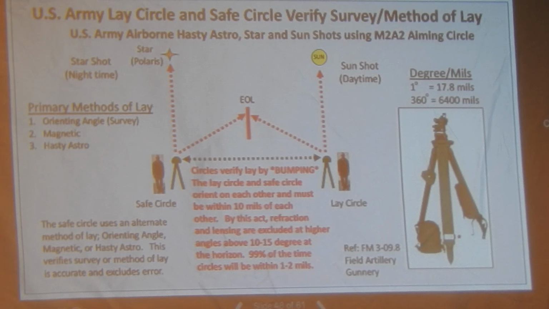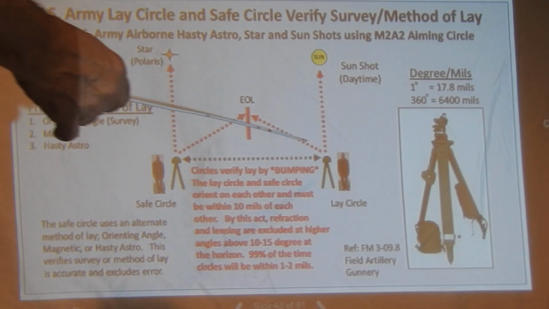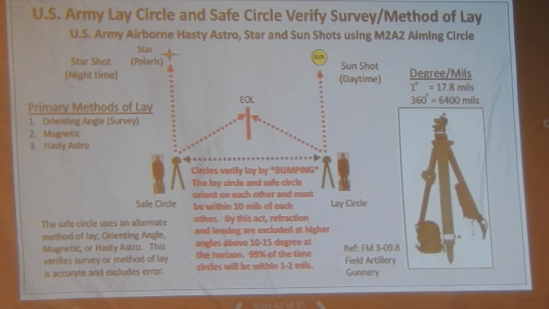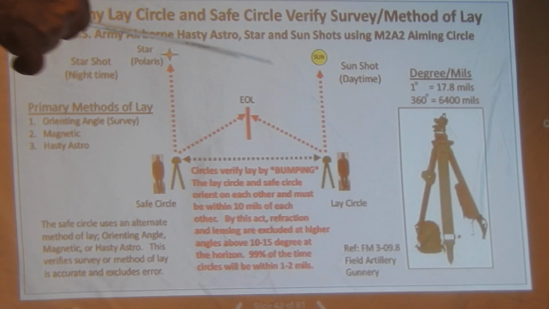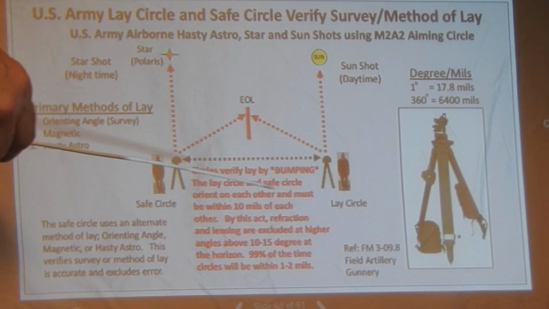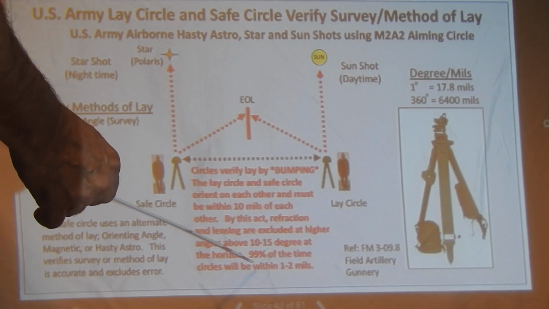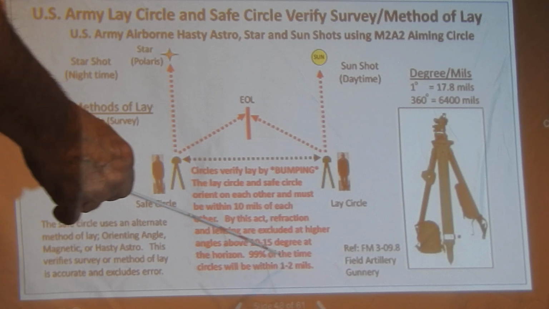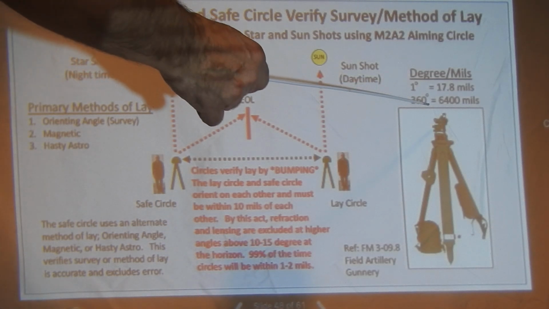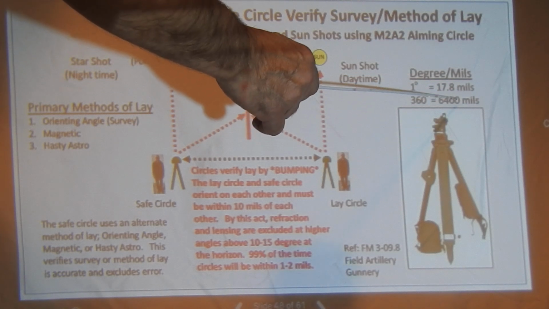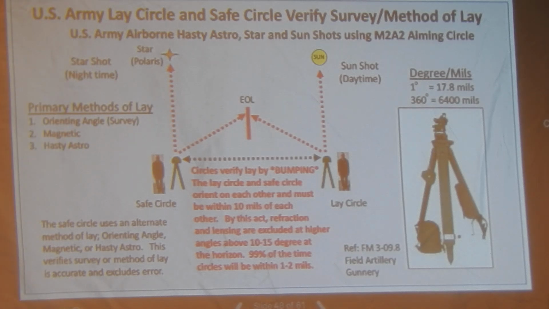And I'll show you how that works using two circles. And then each operator will read a reading. And then if you're within those 10 mils, that proves that, independent between the two different types of lay, there is no refraction, or very, very less than a third of a degree, which is very minimal. So 99% of the time, the circles will be within 1 to 2 mils. And we can break it down: 17.8 mils in 1 degree. A 360-degree circle is 6,400 mils. And again, this comes out of field artillery gunnery methods of lay.